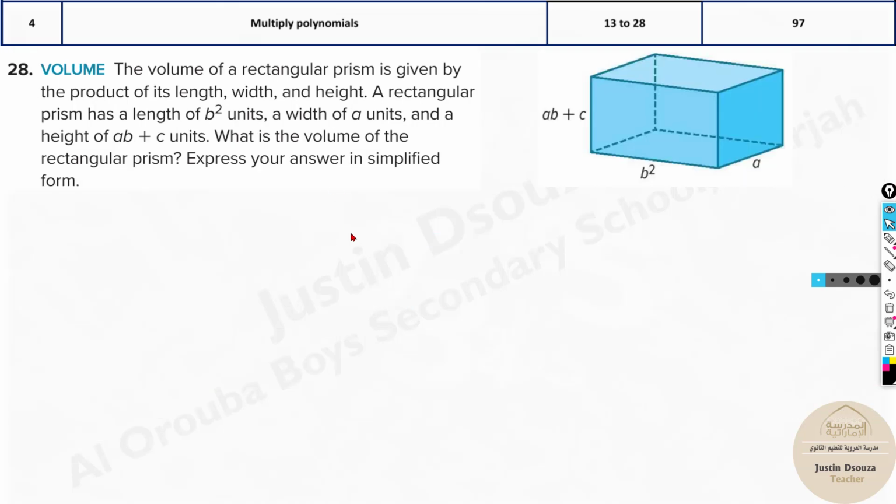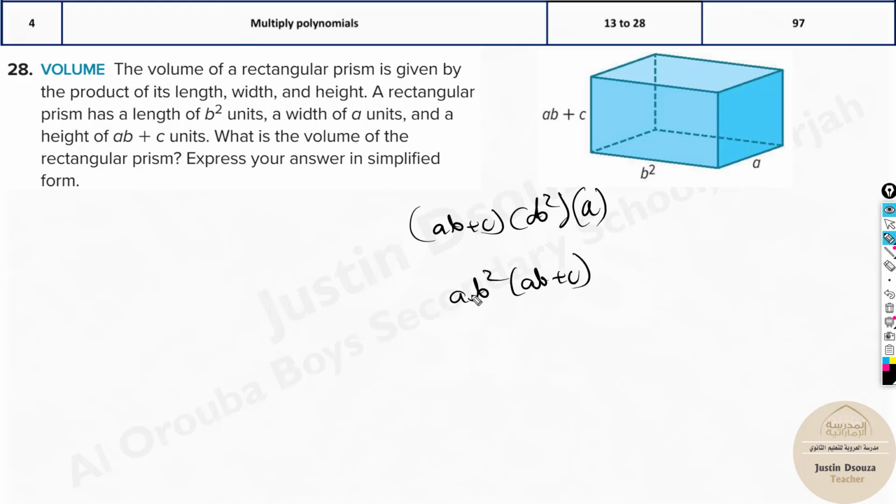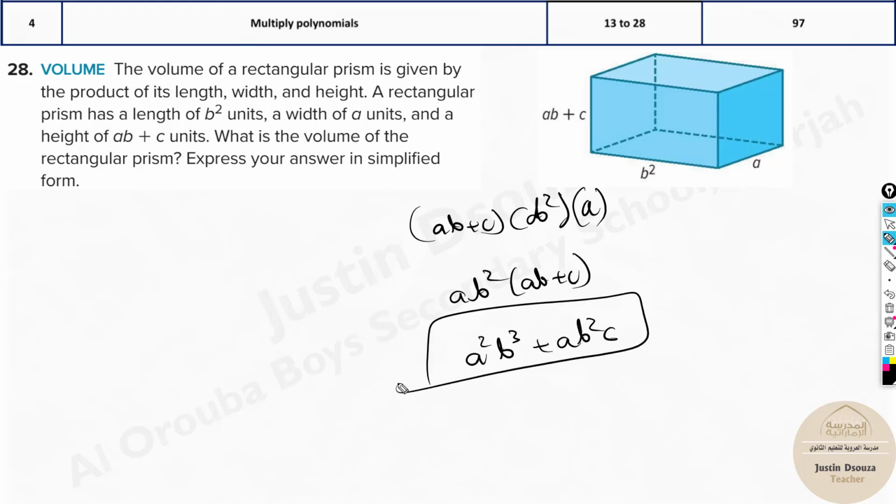The volume of a rectangular prism is given by the product of its length, width, and height. A rectangular prism has a length of b squared, a width of a, and a height of ab plus c. What is the volume of the rectangular prism? Express your answer in simplified form. Now it's just multiplying everything. You multiply ab plus c with b squared and with a. These two terms are just a monomial, so it will be ab squared times ab plus c, multiplied out: a squared b cubed plus ab squared c. That is the simplified answer.